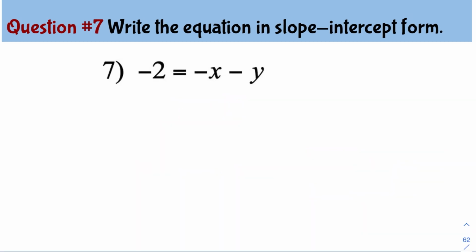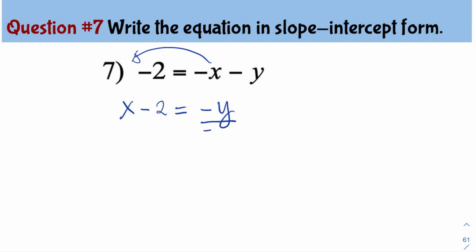Question number 7. Negative 2 is equal to negative x minus y. For this question, I will isolate the variable negative y on the right side, which means the negative x needs to be moved to the other side. And negative x now becomes positive x. And then we copy minus 2. What's the next step? Here, the coefficient of y is negative, so this means that we can divide each of the terms by negative 1.